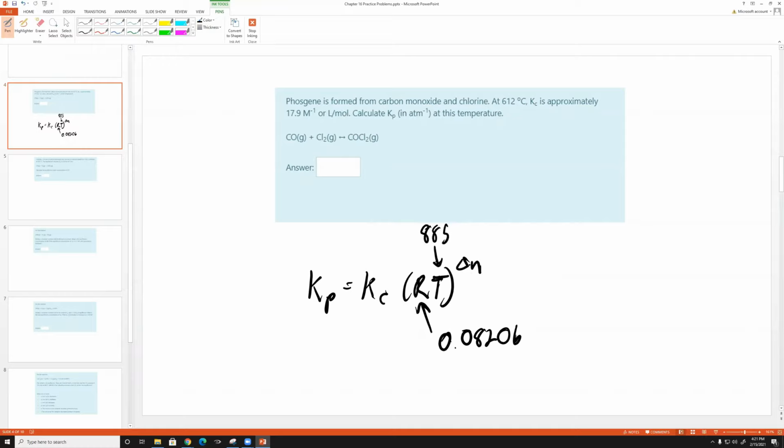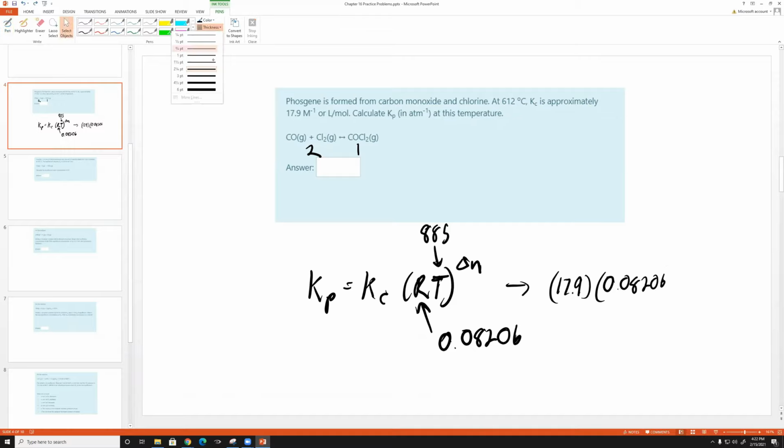Now our delta n is our change in moles, the products minus the reactants. Our product moles is going to be 1. Our reactant moles is going to be 2. So 1 minus 2 is going to be -1. So we can have our expression for Kp, and it's going to be Kc, which is 17.9, that's given, times our R, which is 0.08206.